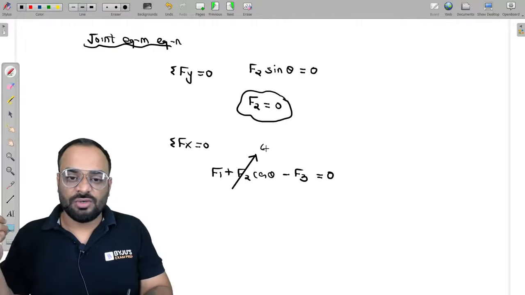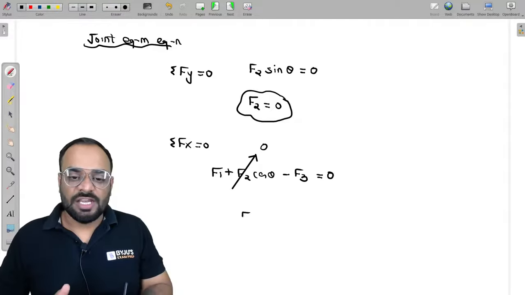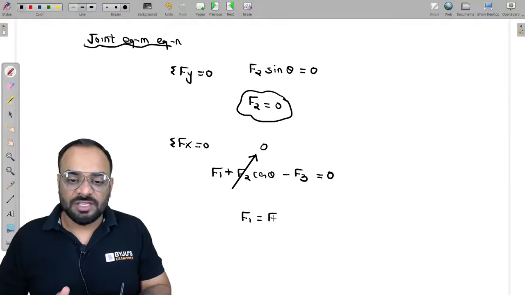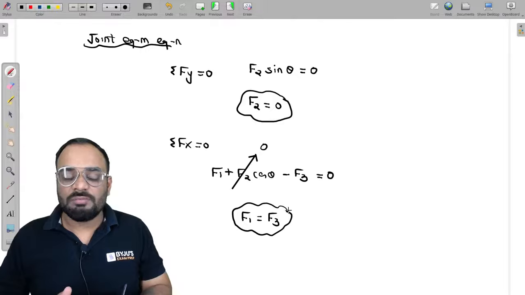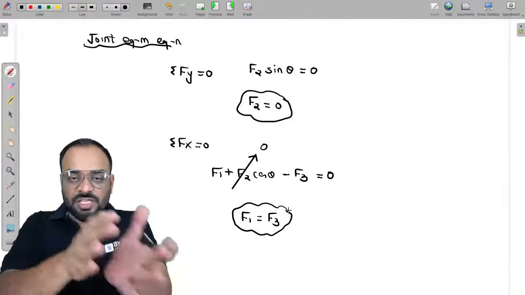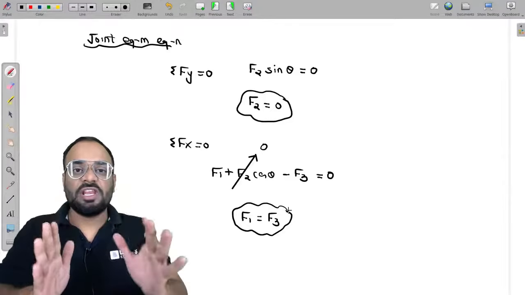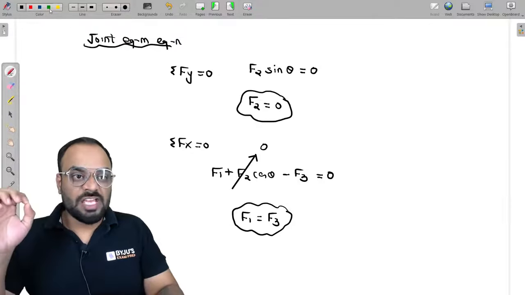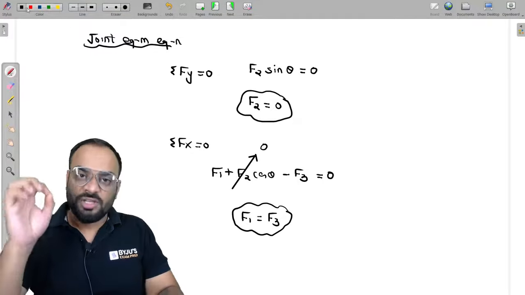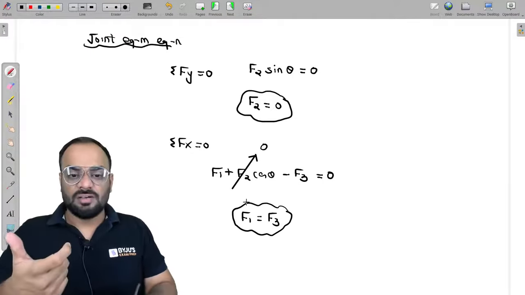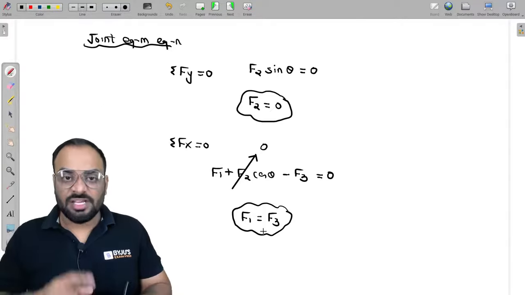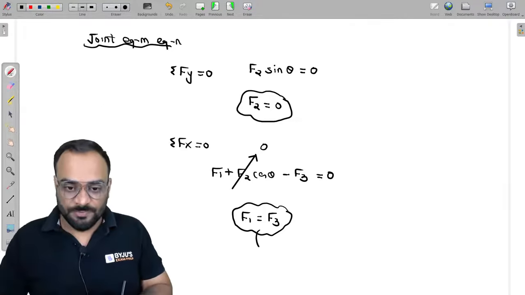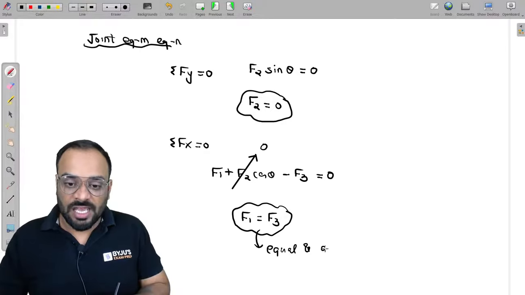F2 is equal to 0. If F2 is 0, so we can write here F1 is equal to F3. That means the force in member F1 and the force in member F3 will be equal and alike forces. What do you mean by equal? Equal means same magnitude. Alike means same nature, right? Not same direction, same nature. So these are equal and alike forces.